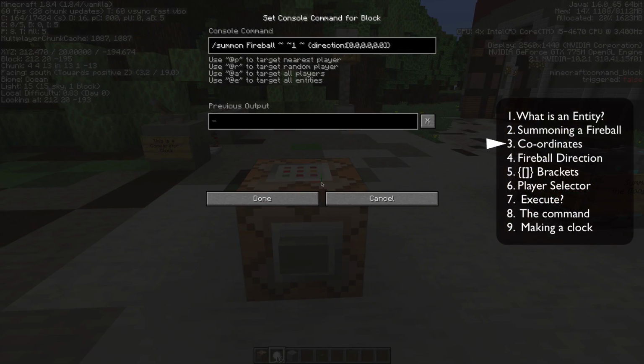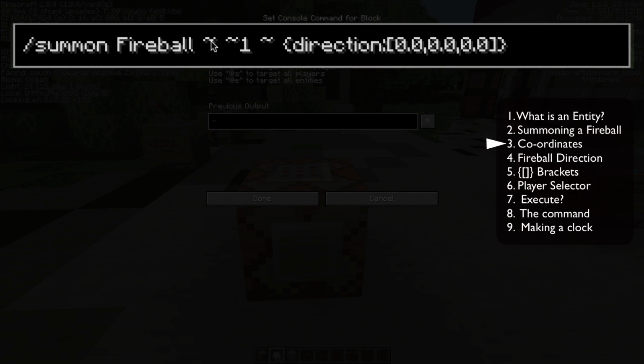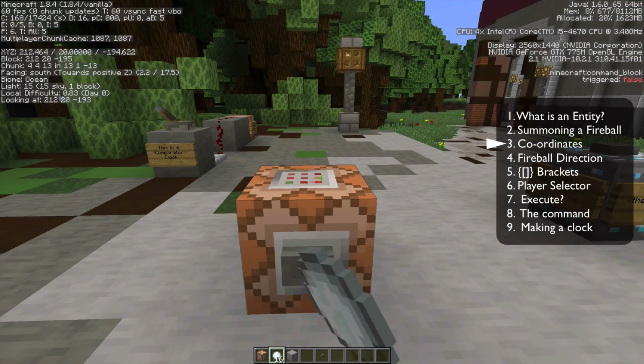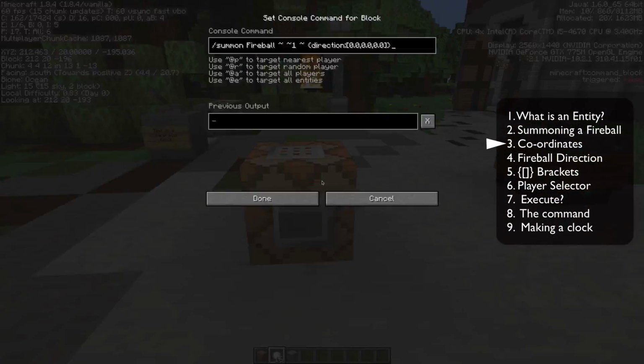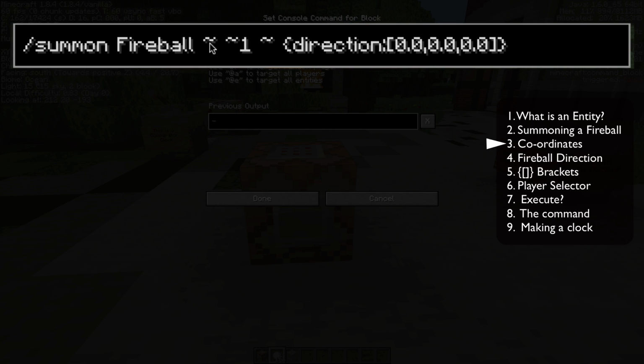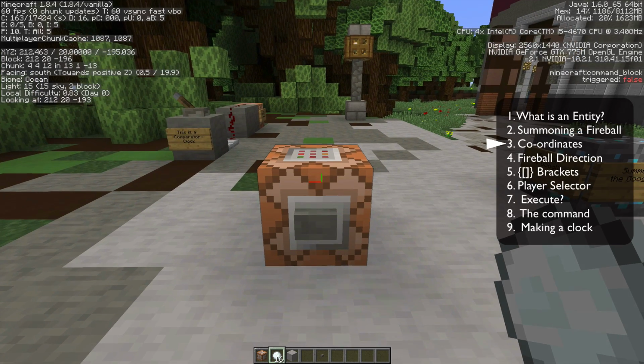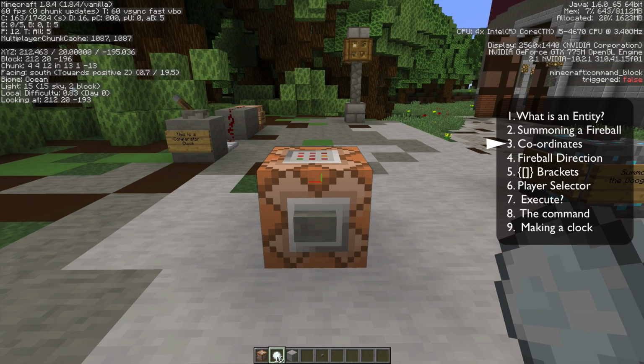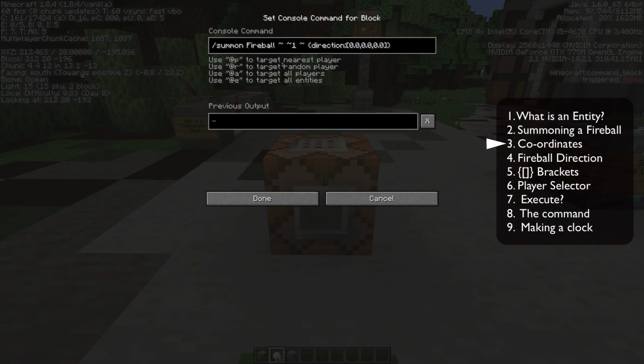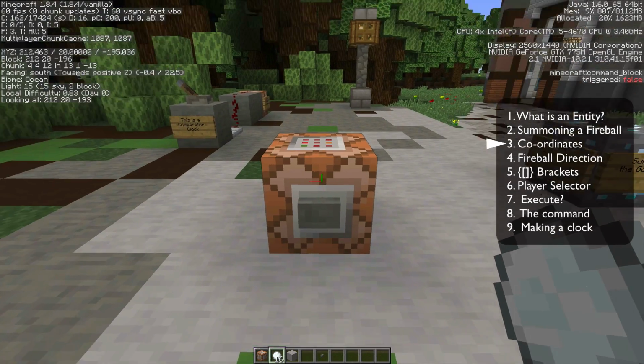So what we're going to do is use relative coordinates, which are these little squiggly lines, called a tilde. For me to summon the fireball right above this block, I'm saying summon fireball exactly where it is in the X coordinate, one up in the Y coordinate, and exactly where it is in the Z coordinate. This block is summoning the fireball, and that's important to note. These relative coordinates are based on this block.